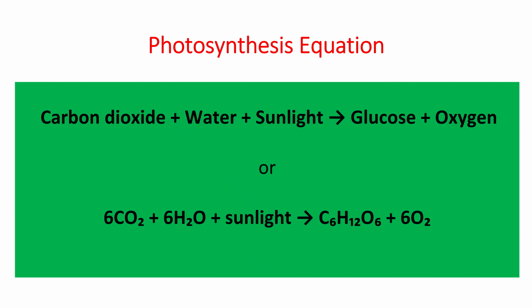Here's the simple equation for photosynthesis. Carbon dioxide plus water plus sunlight yields glucose plus oxygen. In scientific terms, 6 CO2 plus 6 H2O plus sunlight yields C6H12O6 plus 6 O2. This shows how 6 molecules of carbon dioxide and 6 of water with sunlight create sugar and oxygen. Plants do this every day.